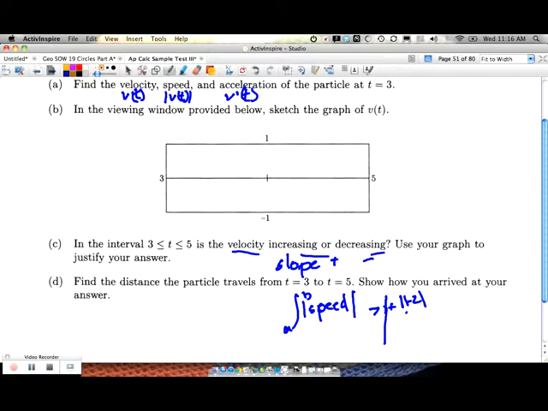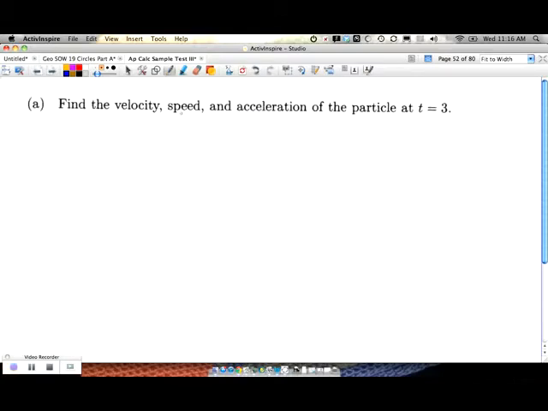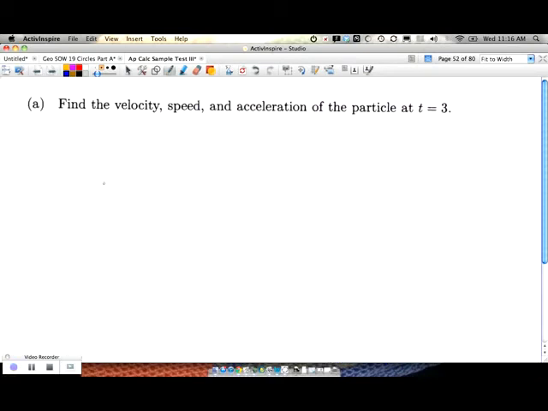Okay, so now let's go ahead and get started. That's kind of a plan. Some of you might be able to stop the video and do it from here, but let's go ahead and see what we can do as a group. So we've got (t minus 4) to the 4th power times sine of (t minus 4). So velocity equals (t minus 4) to the 4th times sine of (t minus 4).